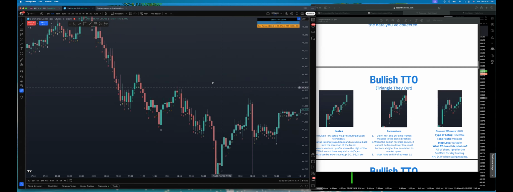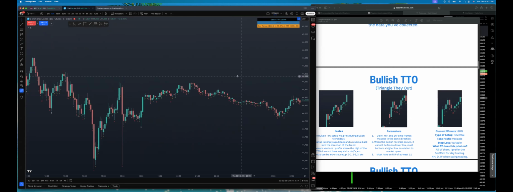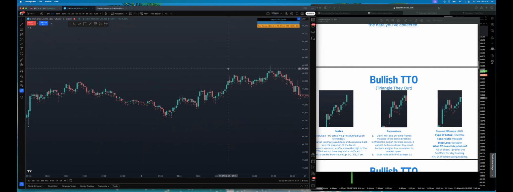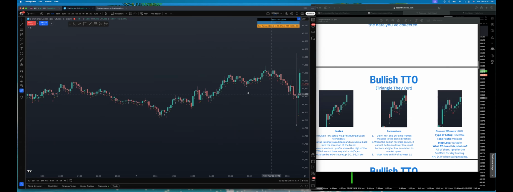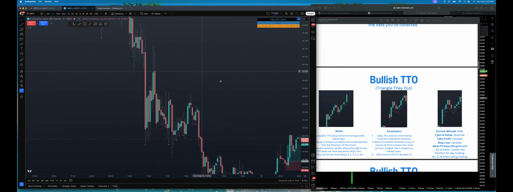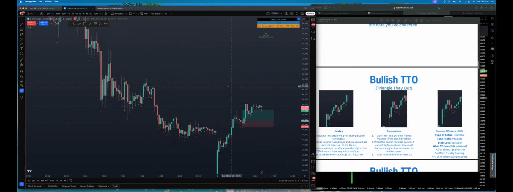So essentially, we're just looking for the different models and attaching the strat to it to get into those trades. And then, of course, you can add the other strat components to give yourself a higher probability, right? So for a bullish TTO, my parameters: I need the daily, the 4 hour, and the 1 hour to be in the same direction. If not, I'm not taking the trade.